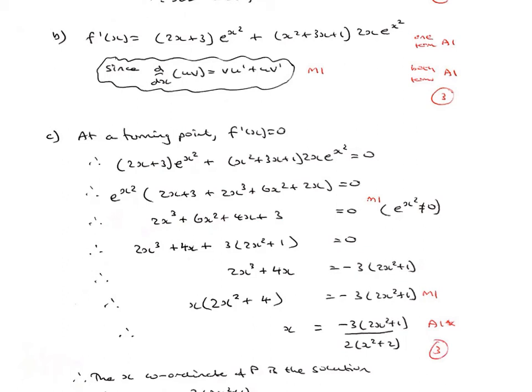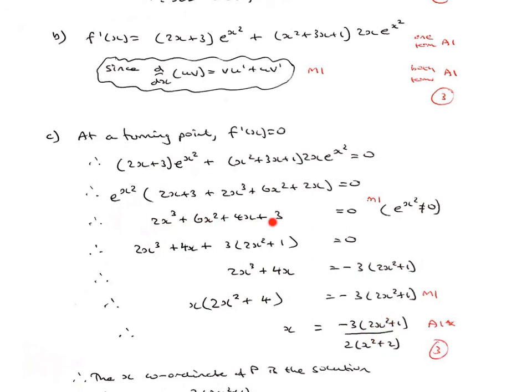Now at this point it's important to look at the final answer to see what we're looking for. I want a minus 3 times 2x squared plus 1. So that's minus 6x squared plus 3. So 6x squared plus 3, if I take that over that side, that minus 3 over 2x squared plus 1 from these two terms, that's going to give me the top line. What's left is 2x cubed plus 4x, and that factorises. So I can now divide by 2x squared plus 4 to give that expression here.